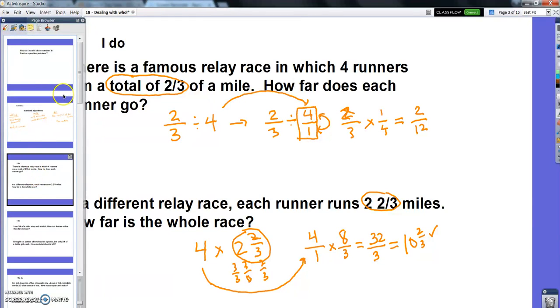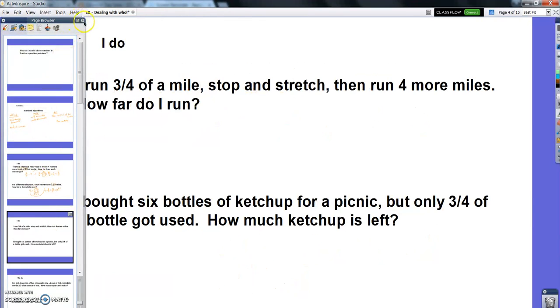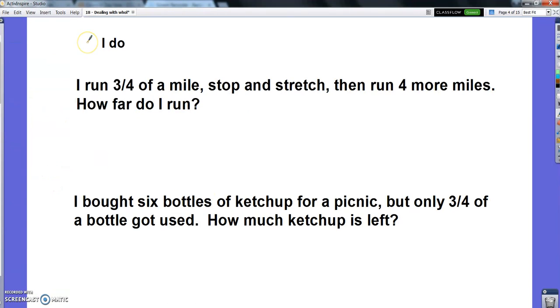Addition and subtraction is quite easy. We're going to do the same thing, and I'll show you, but these are so easy to do, you barely need to. So let's take a problem like this. I run 3/4 of a mile, stop and stretch, and then run 4 more miles. How far do I run?